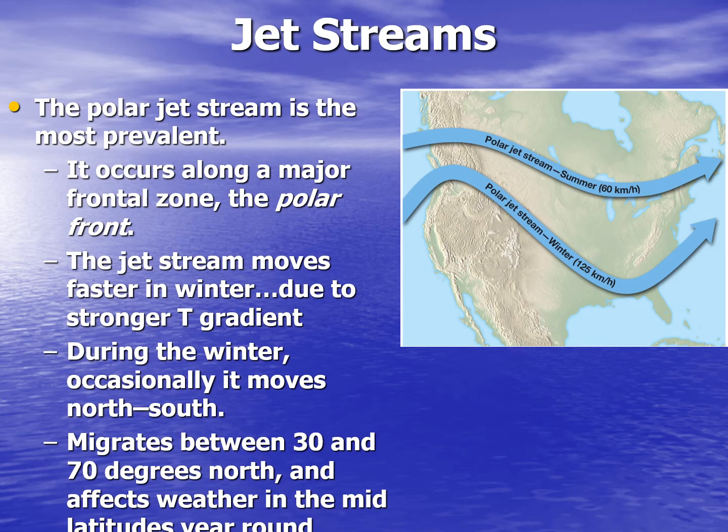Okay, so the polar jet stream is the most prevalent of the two jet streams. In other words, more prevalent than the subtropical jet. And it basically is going to form or occur along the polar front, as we discussed on a previous slide. The jet stream also tends to move faster in winter because you have a stronger temperature gradient. And in the winter, again, it occasionally moves from north to south. And in general, throughout the year on its journey, it's going to migrate between about 30 and 70 degrees north, and it's going to affect weather in the mid-latitudes all year.